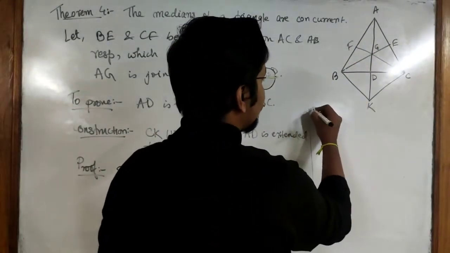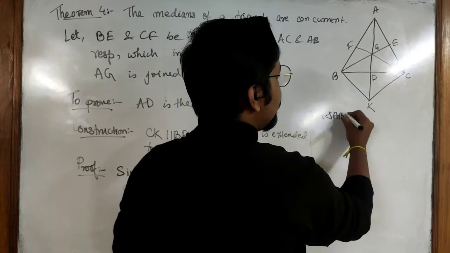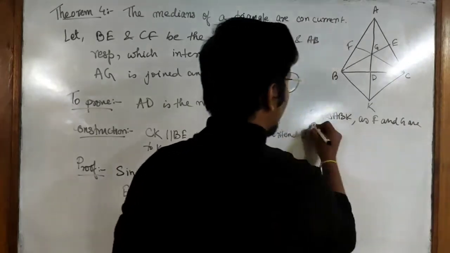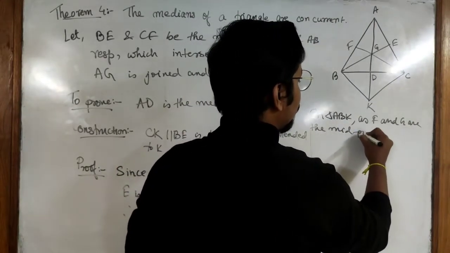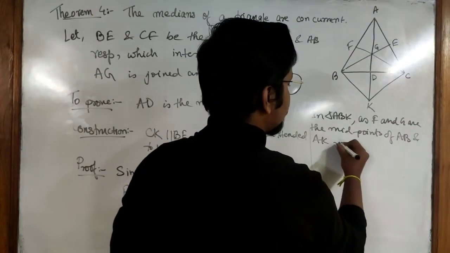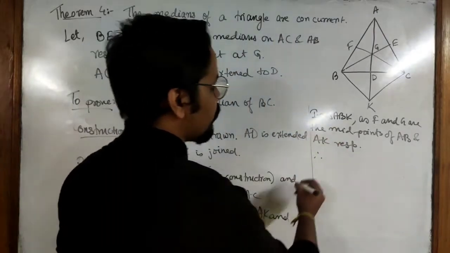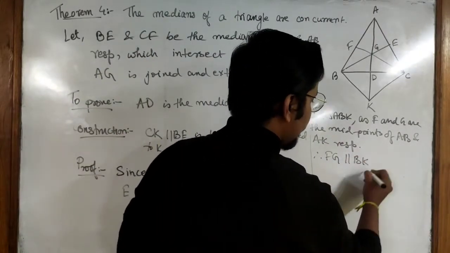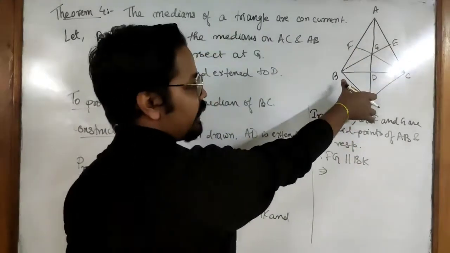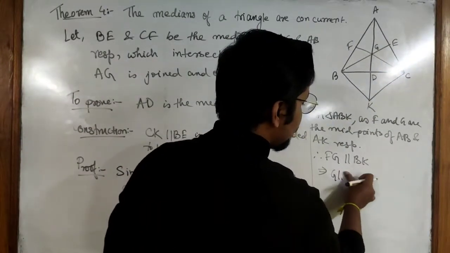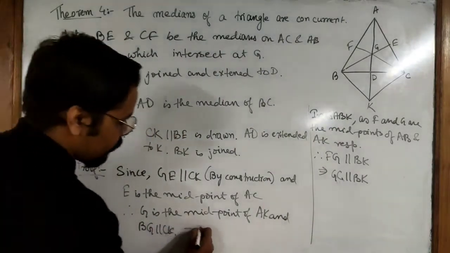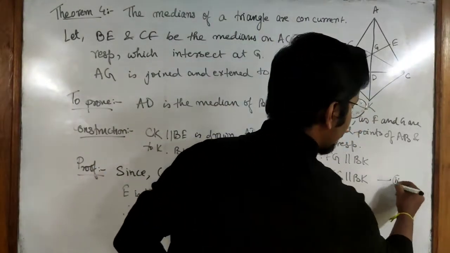What we will write here is: in triangle ABK, as F and G are the midpoints of AB and AK respectively, therefore FG will be parallel to BK, which implies that since FG is parallel to BK, GC will also be parallel to BK.